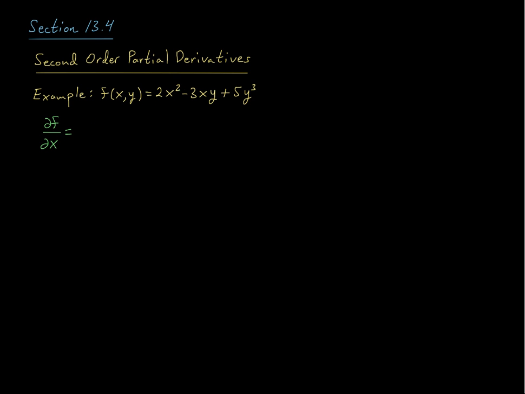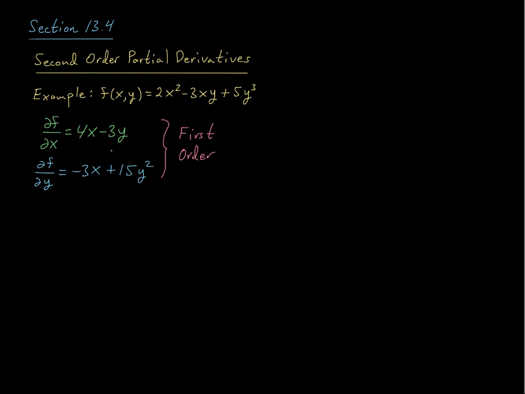Just like we did in 1 part A, the x derivative here would be 4x minus 3y. And then I'm going to go ahead and take the y derivative of f. For that, we're going to get a 0 from the 2x squared, then we're going to get a minus 3x, and then a 15y squared. So these two derivatives are what we call the first order derivatives.